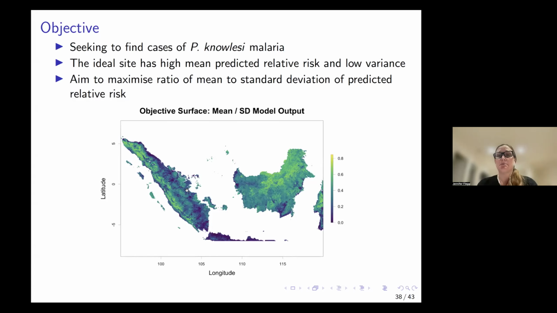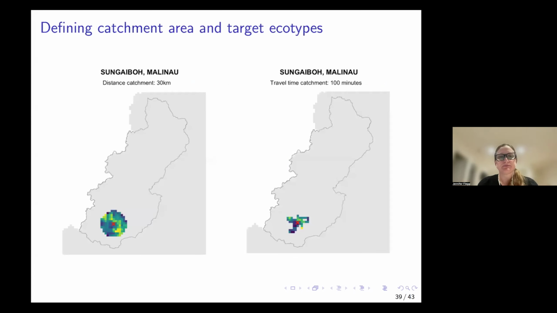I'm not going to talk about the model that actually generates that map. It's a bit similar to the modeling that I just showed you previously for drug resistance. So we want to target sites which are most up in the yellow color, not in the blue color, because they've got the highest predicted mean value of risk and the lowest variance.